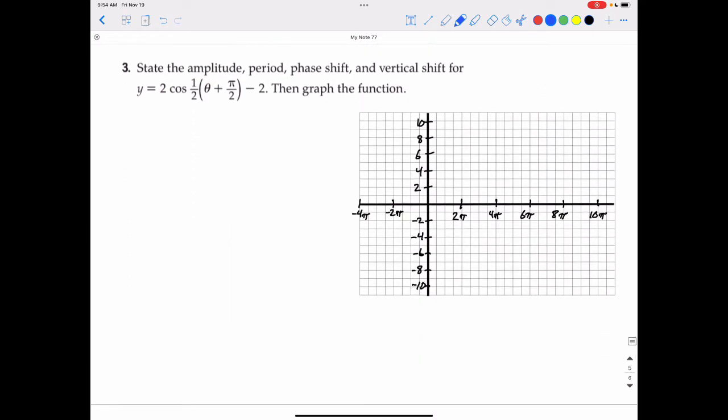State the amplitude, period, phase shift, and vertical shift for this graph, and then graph its function. So again, starting with the amplitude is 2. The period, this one is also in terms of pi. So it will be 2 pi divided by, the b value is only 1/2, so 2 pi divided by 1/2 is 4 pi. The phase shift is pi over 2 to the left. Since it says plus pi over 2 in parentheses, it is pi over 2 to the left. And then the vertical shift is 2 units down.